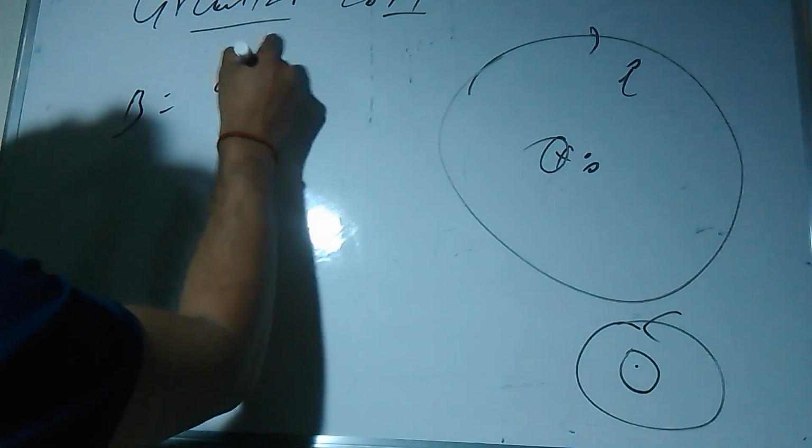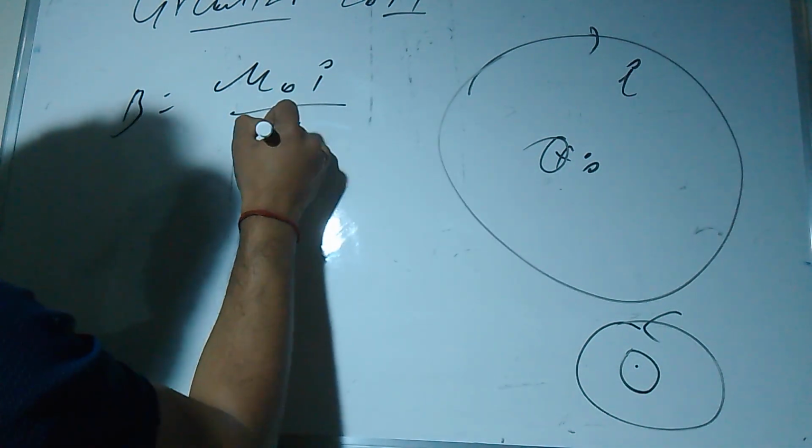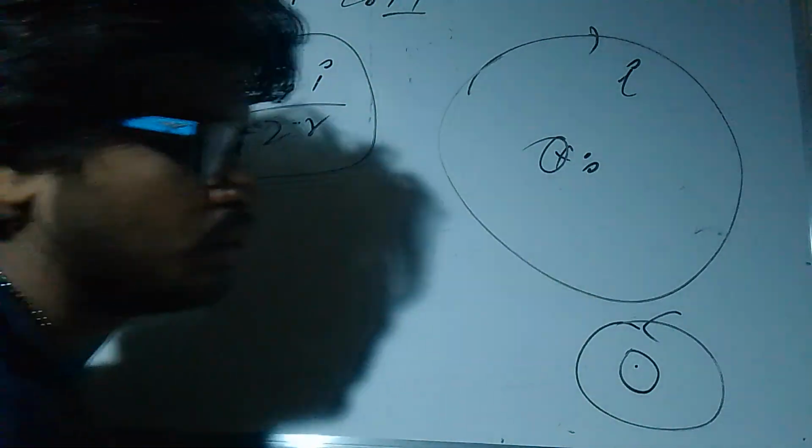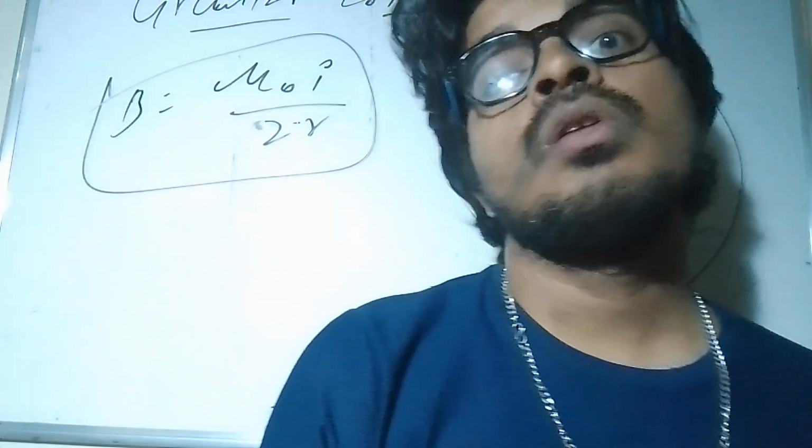So this is mu naught I by 2r, mu naught I by 2r. This is a very important relation. You should know it. You can derive this relation using Ampere's circuital law as well, but right now there is no need for that. Just remember this result, mu naught I by 2r.